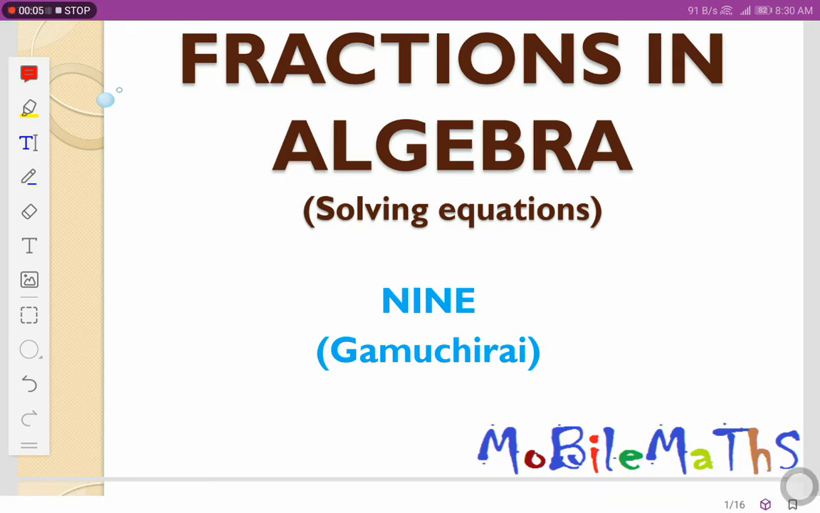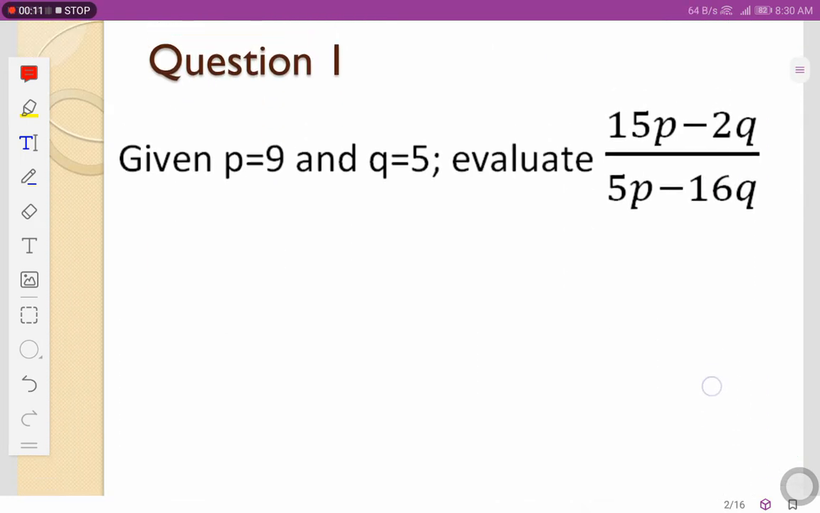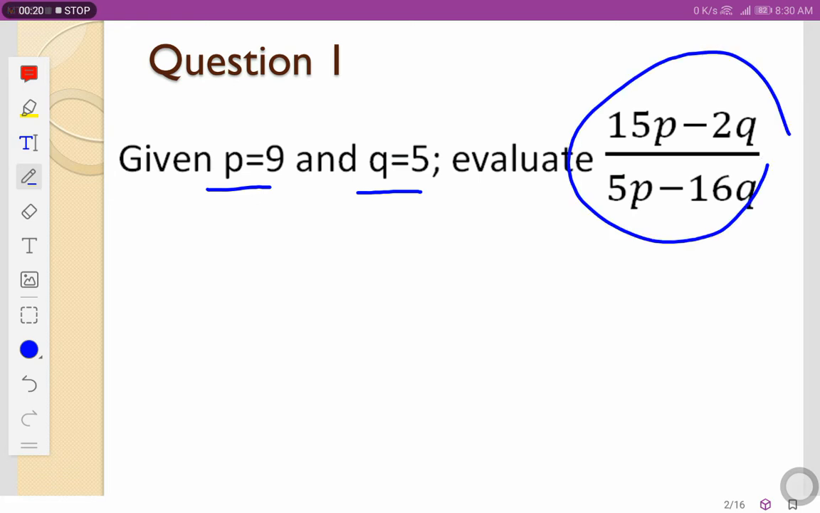Today I want us to look at solving equations in fractions in Algebra 9. I've got some questions here that I want us to answer. So the first one, we are given P is equal to 9, Q is equal to 5, and we are asked to evaluate this. So what happens? We substitute for every P with our 9 and for every Q with our 5.